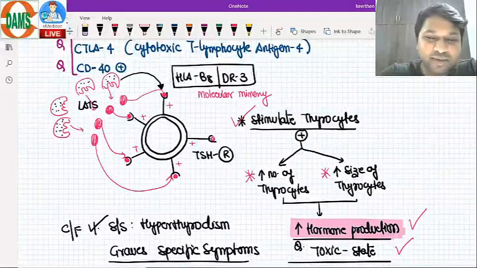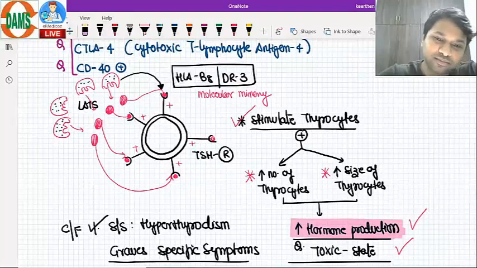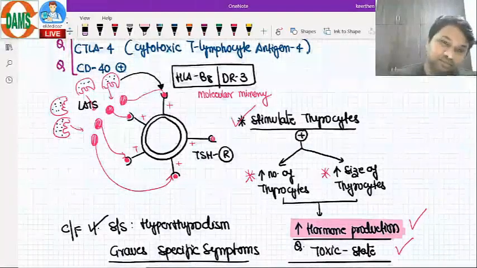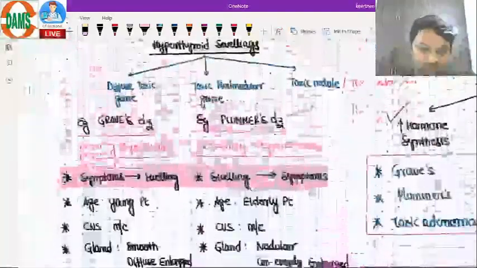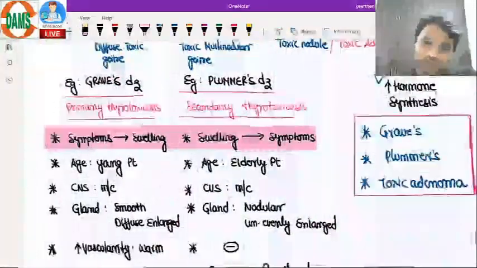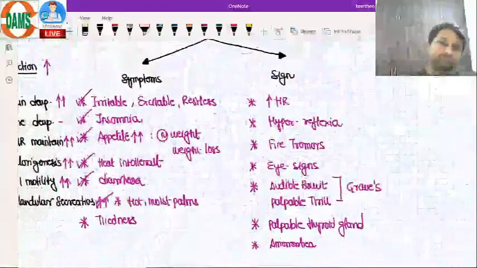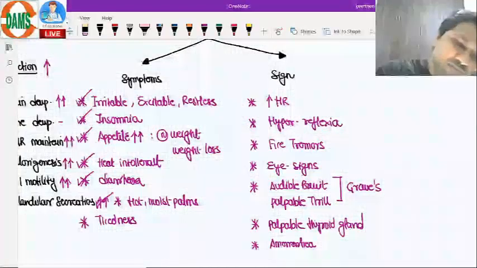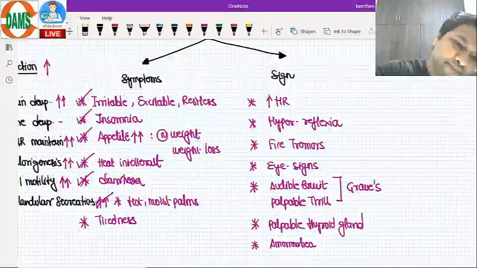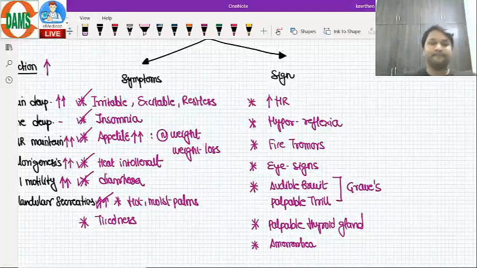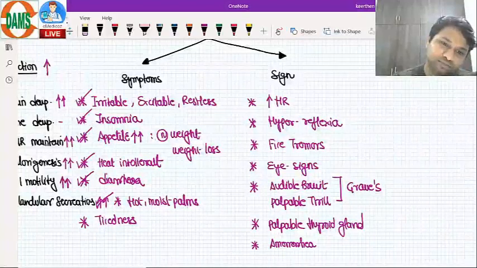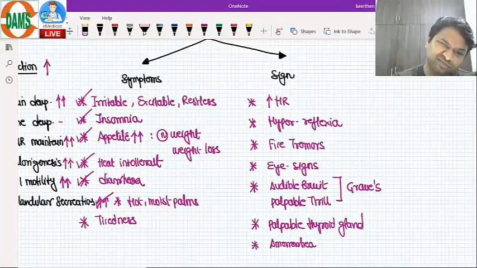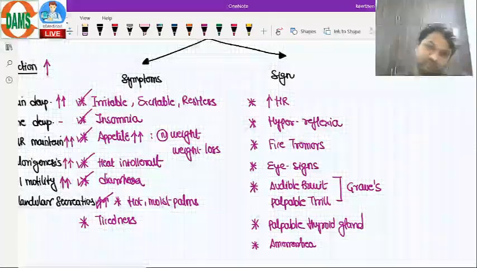Guys, I'm not able to get any questions. I think this is not a good idea. Diagram of thyroid swelling. Which one? Last slide.